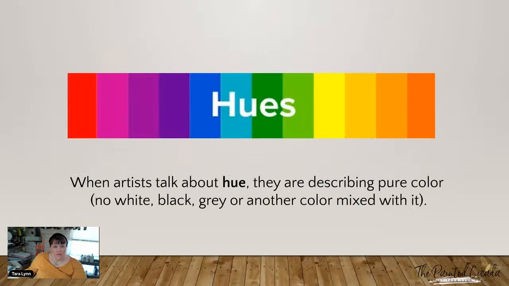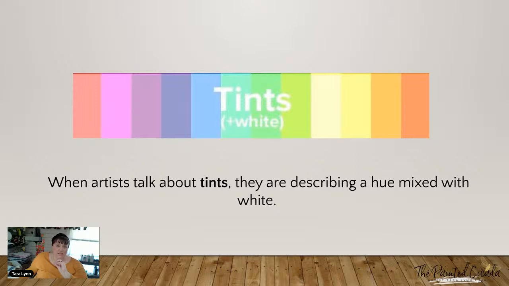When artists talk about hue, they're describing pure color. That's color with no white, black, gray, or any other color mixed in with it. It's just pure color, the colors you would find on the spectrum, or if we're talking about art, the pure pigment that we're using. That is a hue. So hue is the pure color. Tint is any hue plus white.